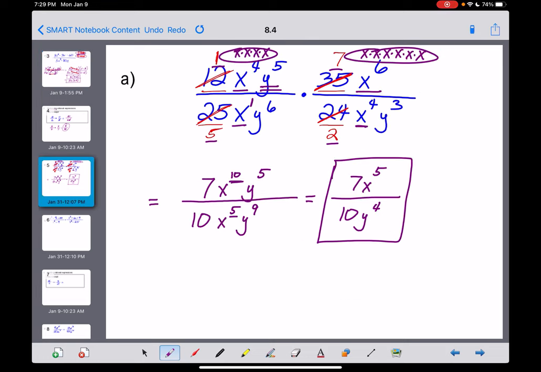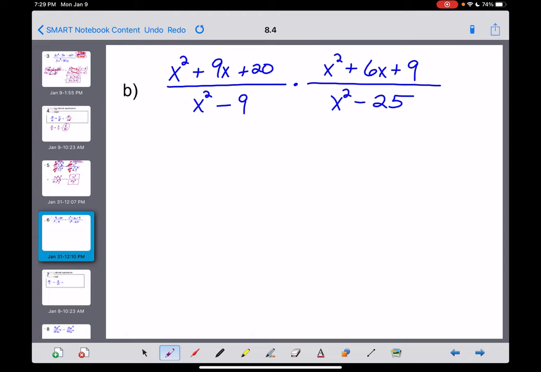So there's not really much factoring to do with monomials, but when we move on to an example like this, where you have polynomials, we are going to have to factor here before we cancel. And what do we see here, guys? We've got 1, 2, 3, 4 polynomials. All of them, each one, is going to have to get factored before we can start doing any canceling. Okay, so what do we got here, guys? X squared plus 9x plus 20.